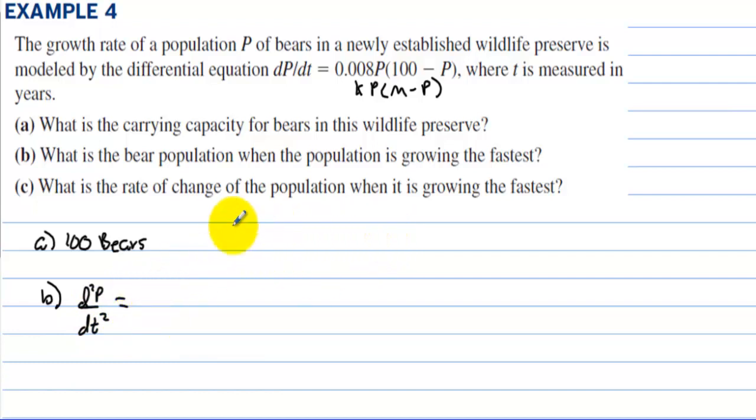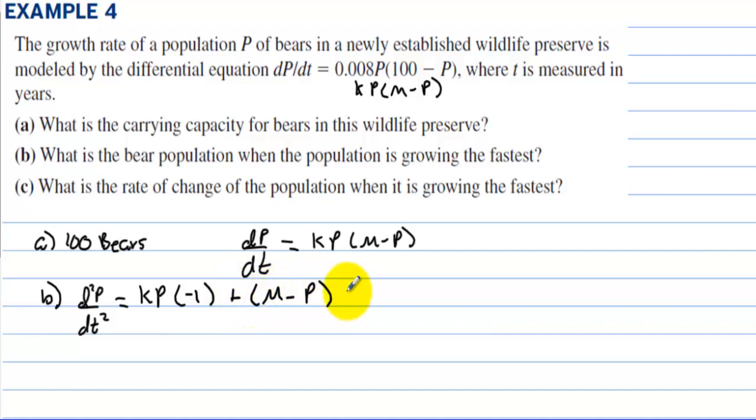Now remember, the first derivative, the rate, dP over dt, is equal to kP times M minus P. Well, remember, k is a constant and M is a constant. So the only variable here is P. We have first times derivative of the second. Derivative of this constant would be 0, and then we'd have negative 1 plus the second, M minus P, times the derivative of the first, which is k.